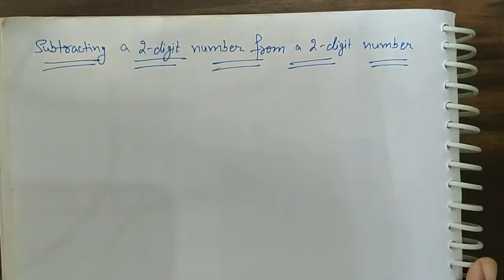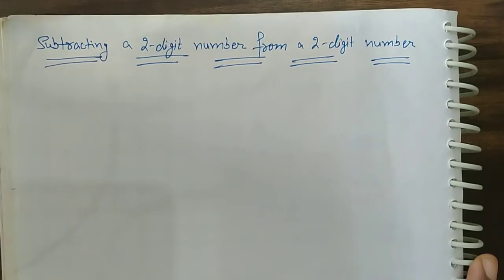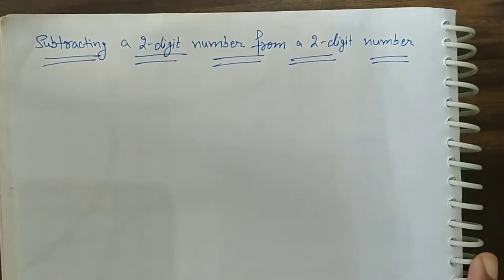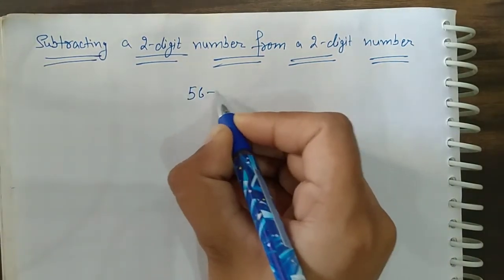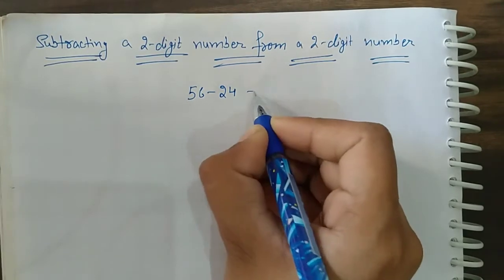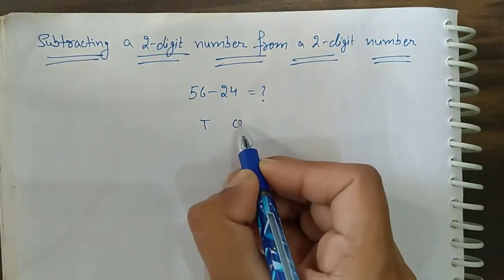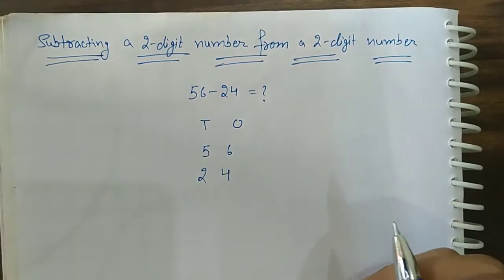Okay, now students, we start subtraction of a 2-digit number from a 2-digit number. So we have to subtract 24 from 56. First of all, write the numbers according to their place value like this.